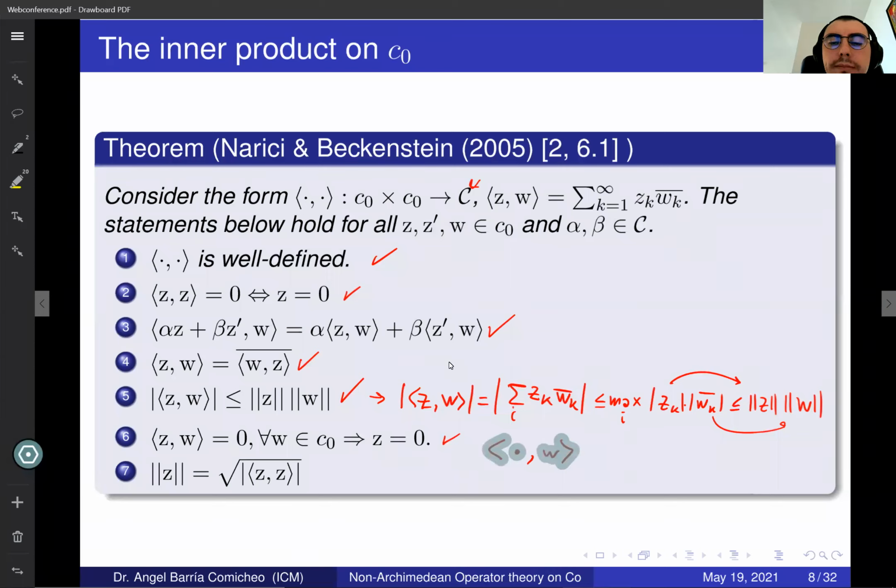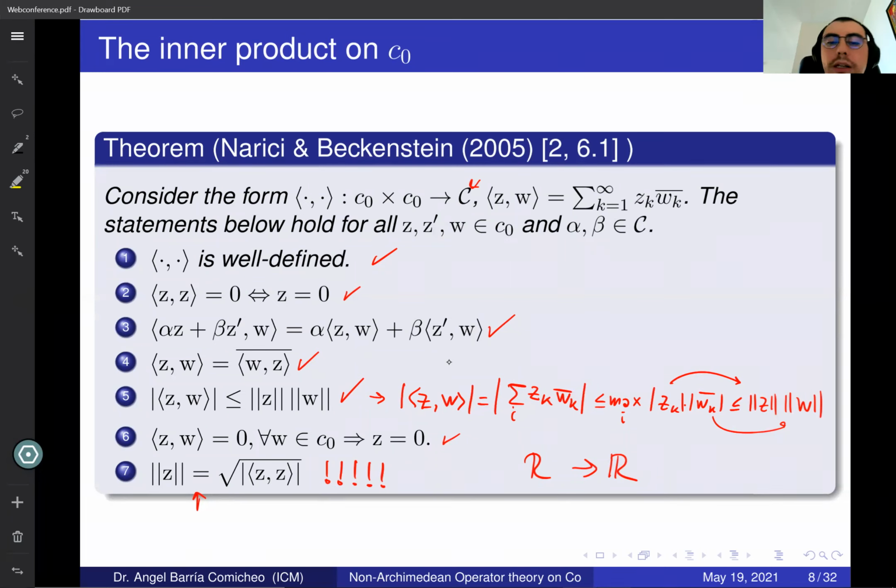So all these properties can be proven on c0 with this inner product under any non-Archimedean valued field that is complete, Cauchy complete. The last one is the novelty. The last one is not always true if you change the field of scalars. Narici and Bekenstein showed that if the residue class field of the field of scalars is real closed, then this equality will hold. For us, the Levi-Civita field has residue class field equal to the real numbers, so this equality works well for the Levi-Civita field.